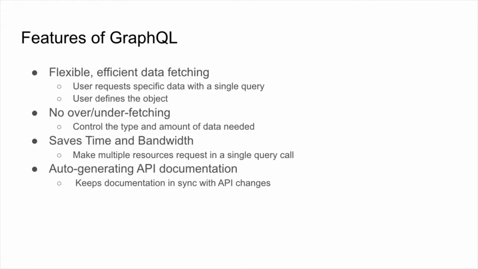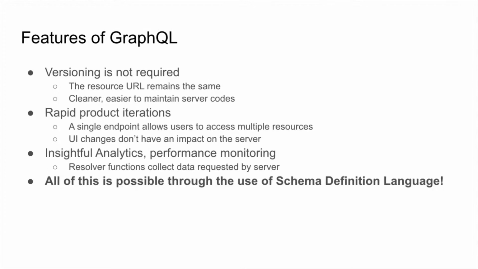Another way GraphQL saves time would be in that it auto-generates the API documentation. Once a field, type, or query gets updated, these changes are automatically reflected on the documentation as well. Also, in GraphQL, versioning is not required because the resource URL is the same across the entire application. By using a single evolving version of API, GraphQL allows continuous access to new features and encourages cleaner and easier to maintain server code. This characteristic of GraphQL allows for rapid product iterations as well.